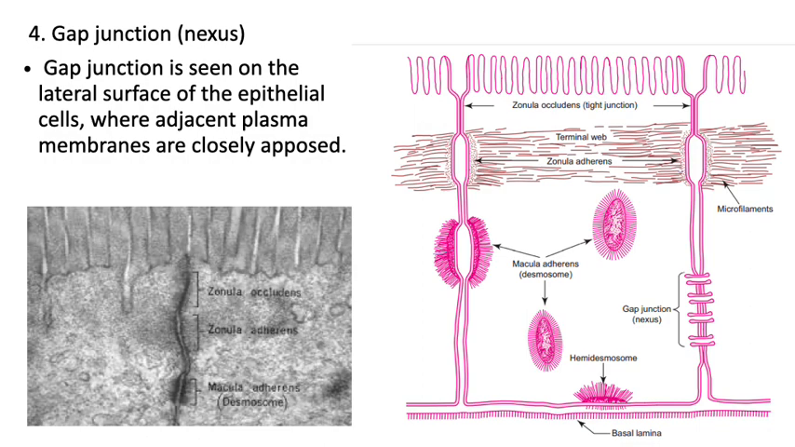Gap junctions. The word itself says gap. So, here the adjacent plasma membranes of the two epithelial cells are opposed, and there is the presence of a gap. If you can see here, there is a gap in between them. In this diagram, if you see, there is zonula occludens in the topmost part, apical part, then there is zonula adherens, then there is macula adherens, and then inferiorly there is gap junction. In gap junction there is easy exchange of chemical messengers and the nutrients.